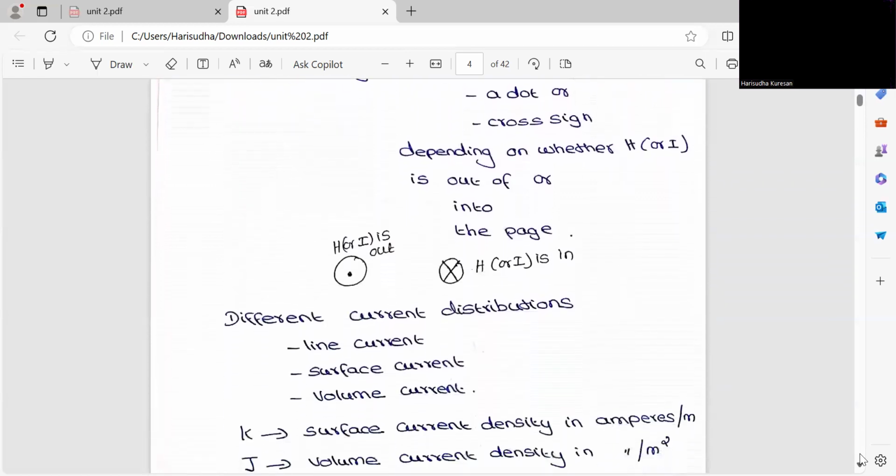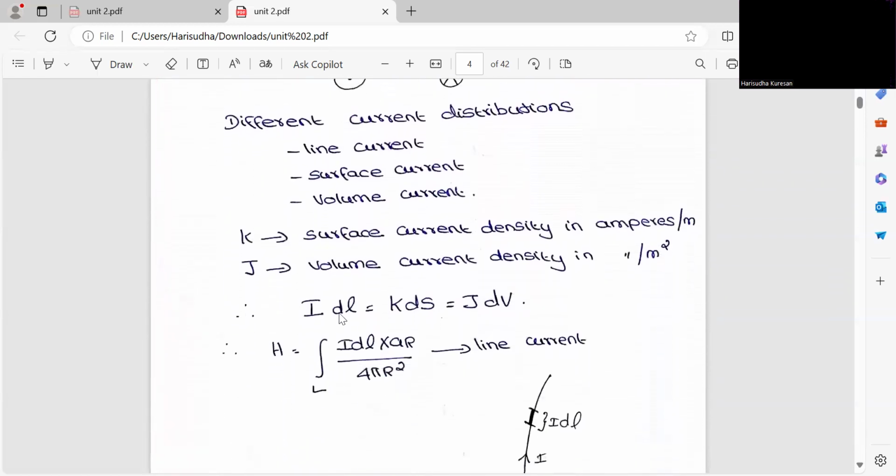So how can we write that? I dL can be replaced by K dS, which represents the surface current density, where K is the surface current density and dS is the differential surface. It can also be written in terms of the volume current density as J dV. Therefore, when you write it for the magnetic field intensity, previously the equation was for the differential magnetic field intensity. If you remove the differential, you have to put the integration.